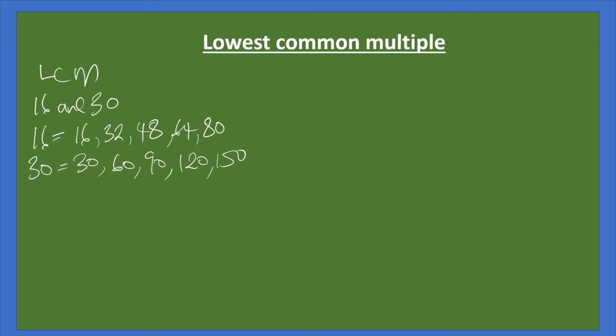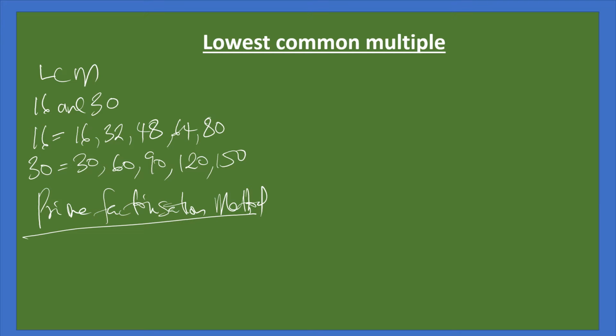So how do we now find the LCM of 16 and 30? There's something we call the prime factorization method. This is the method we use to find the LCM between 16 and 30. Now, how do we do that? We have to divide by the lowest prime number. In this case, it is what? 2, apart from 1. So we can use 2.